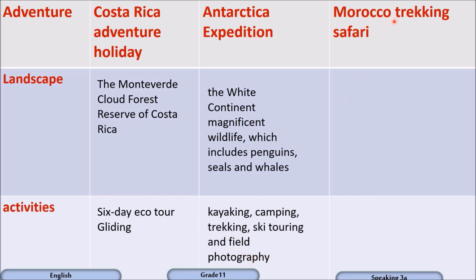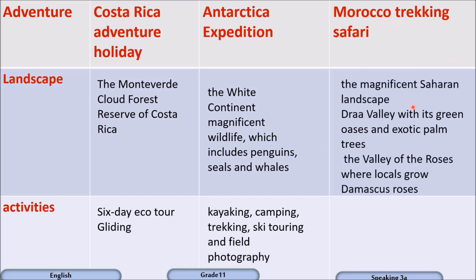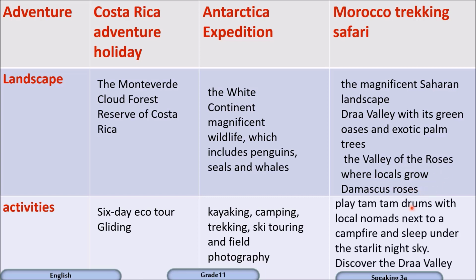Move on to Morocco trekking safari. You can see the magnificent Saharan landscape or desert, Dra Valley with its green oases and exotic palm trees, the Valley of the Roses where locals grow Damascus roses. As for the activities, you can play tam-tam drums with local nomads next to a campfire and sleep under the starlit night sky and discover the Dra Valley.